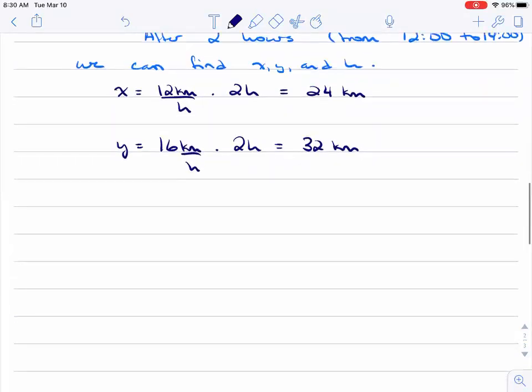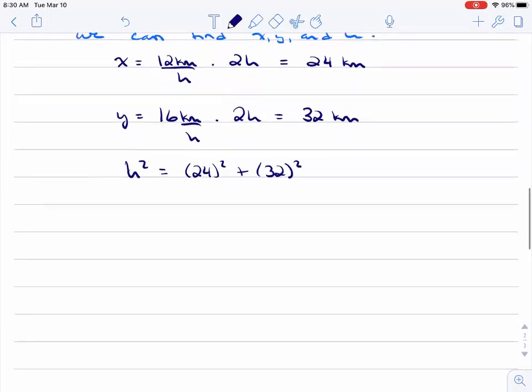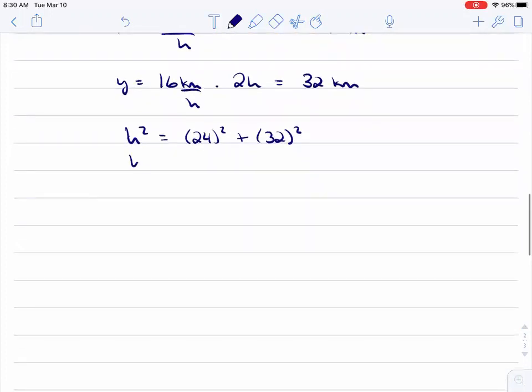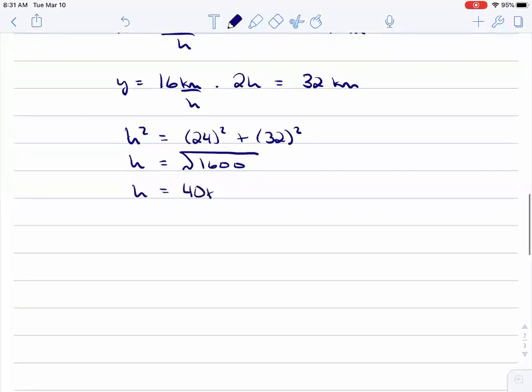And then h, well, we can start with h squared is x squared plus y squared. So 24 squared plus 32 squared. Let's see here. 24 squared plus 32 squared. So h is going to be the square root of 1600. So h is 40 kilometers.